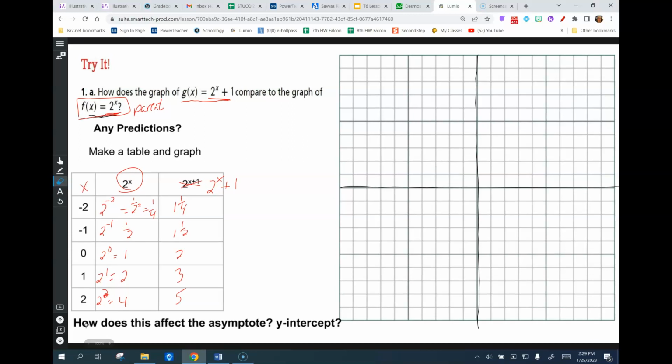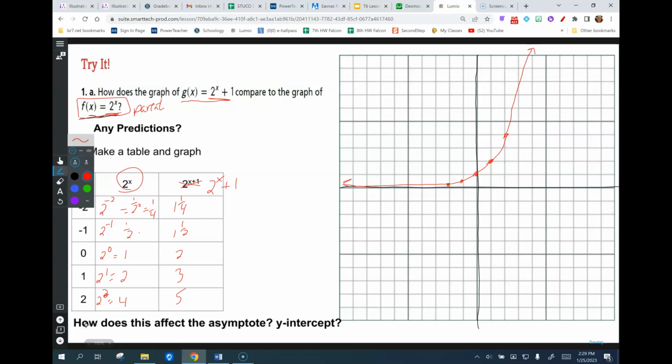So now we're going to plot this in red. So we have negative 2 and we have 1/4. Okay, so here we go. And then we have 1/2, so we're going to be here. We have 0, 1. We have 1, 2. And we have 2 and 4. So this is y equals 2 to the x. We're just going to have that go up like this.